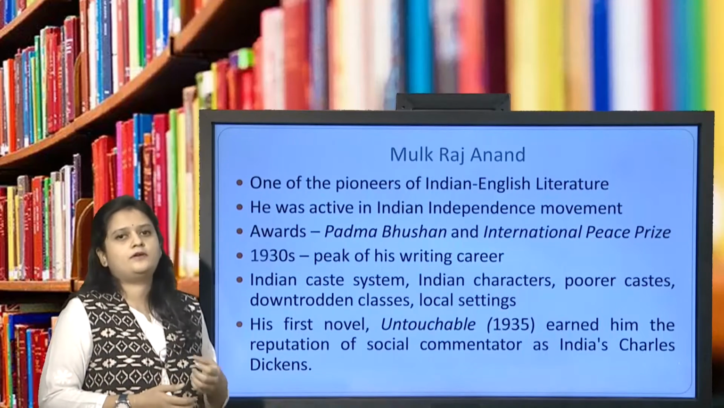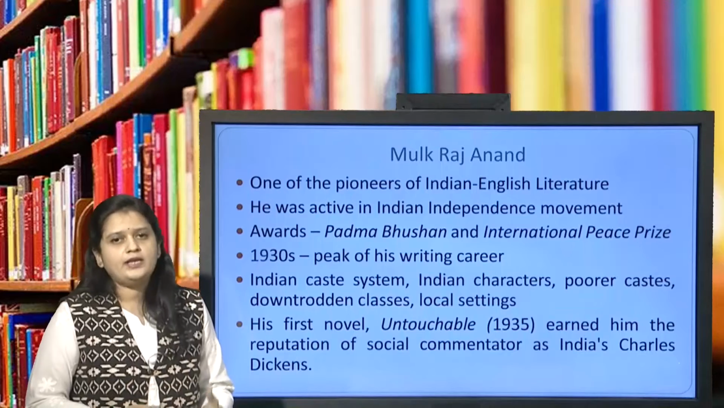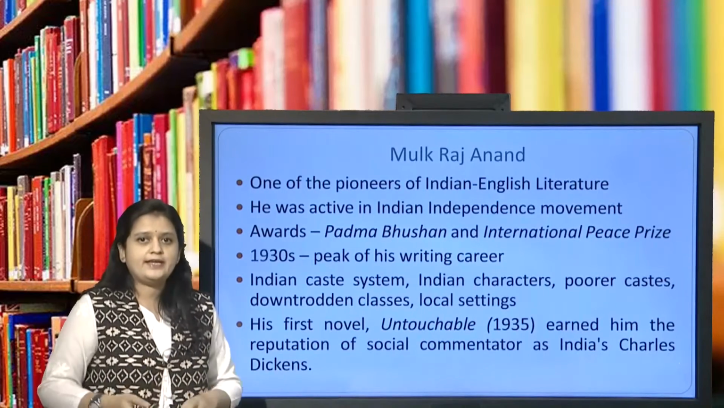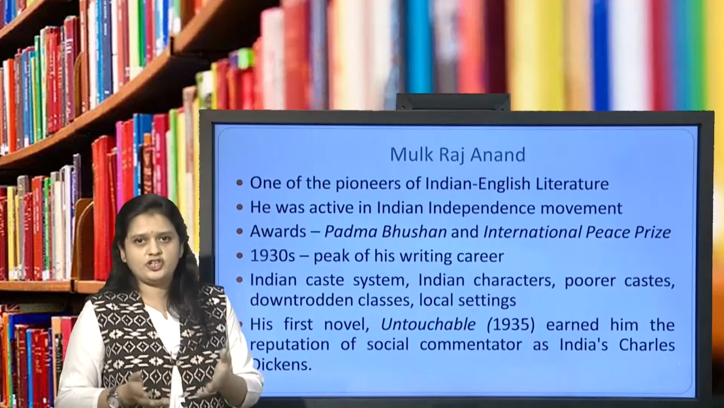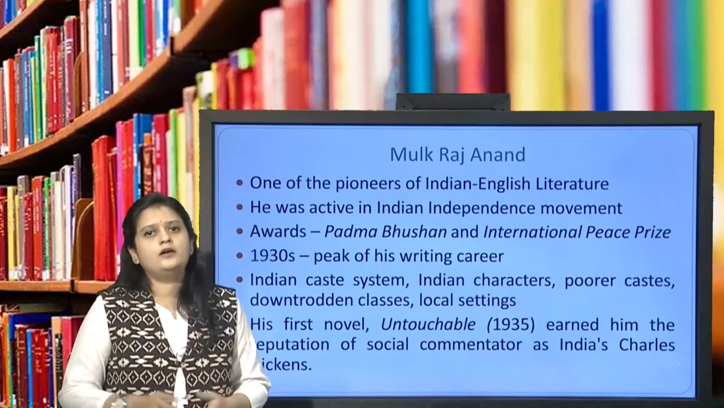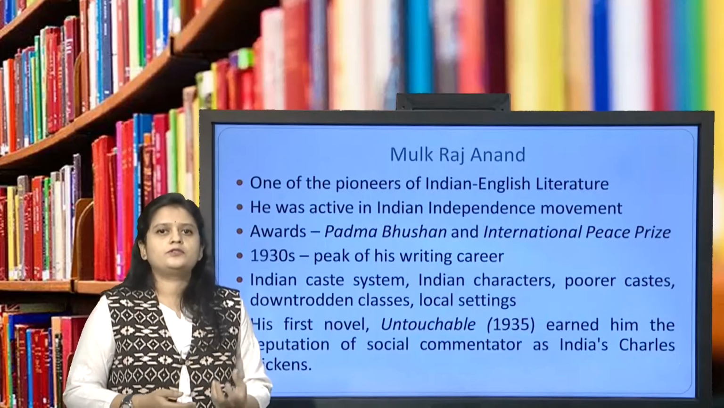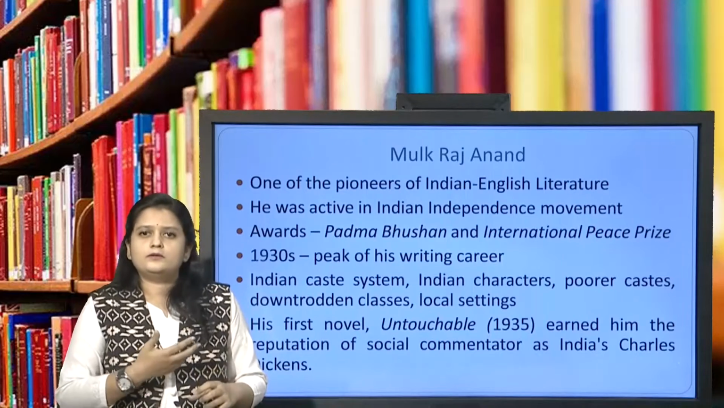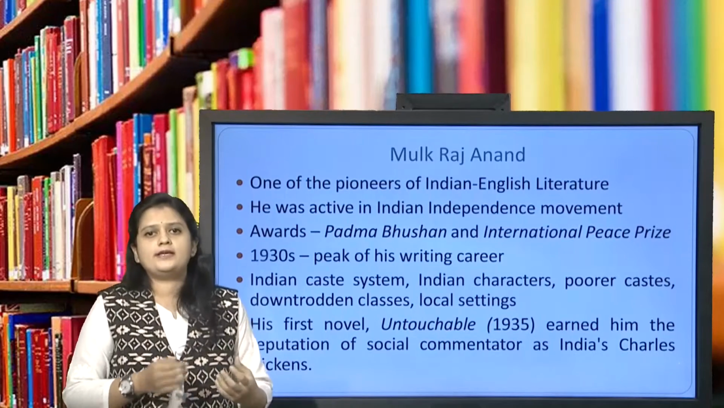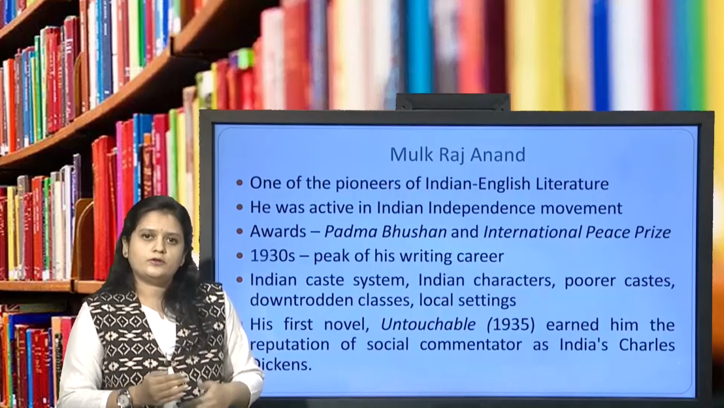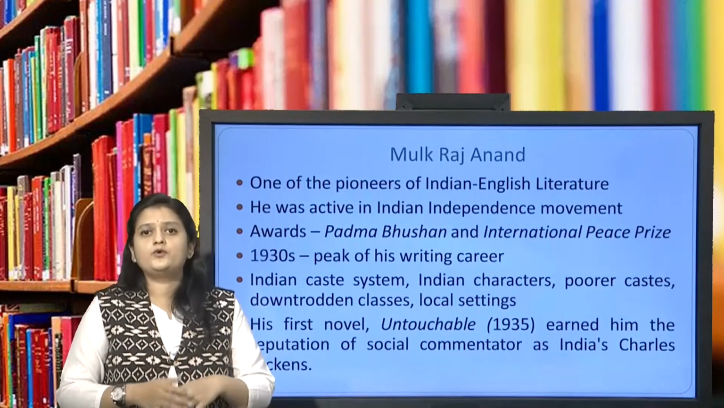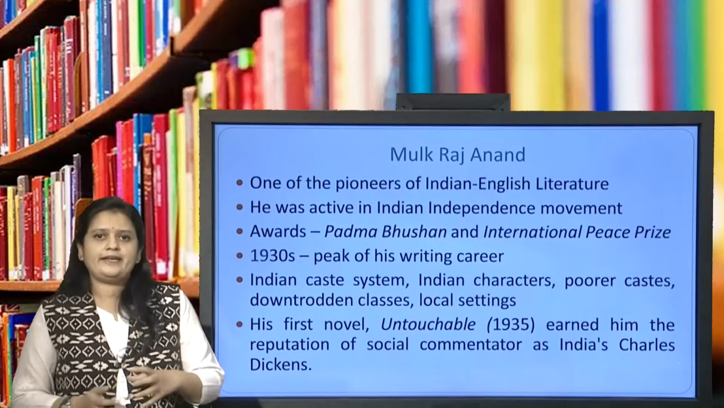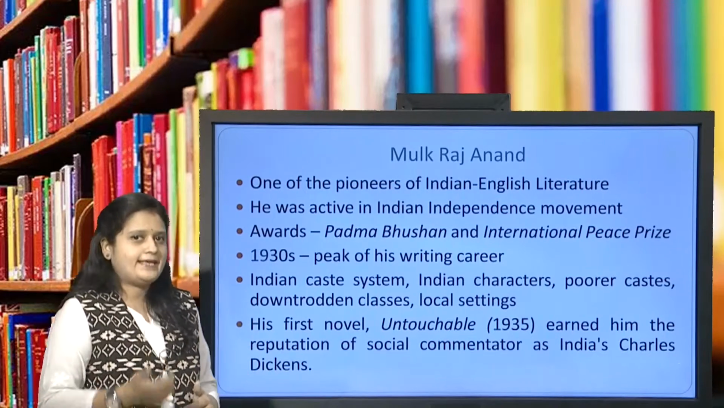He has produced many novels, short stories, even novels such as Untouchable, Coolie are so important that he has been regarded as Indian Charles Dickens, or Charles Dickens of India, because Charles Dickens wrote novels which are centered on boys, childhood, orphan boys, and how they would grow with the passing years and how they would find their ways. So that is what Charles Dickens used to write, and similar texture we find in Mulkraj Anand's works as well.